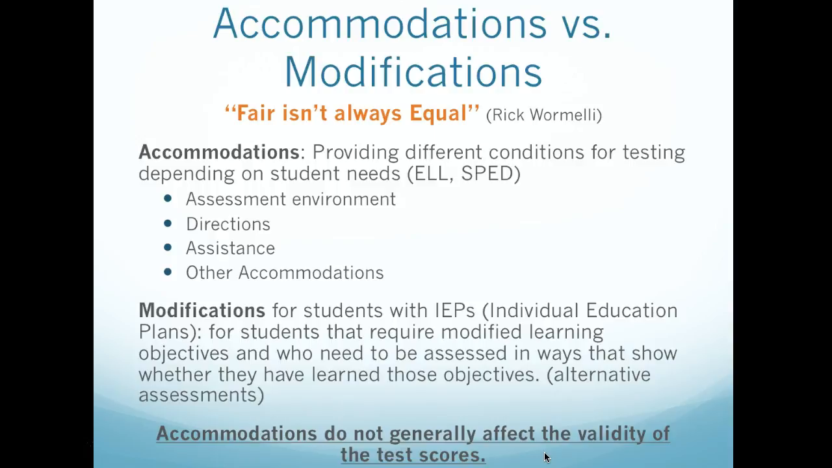Modifications for students with IEPs are for students that require modified learning objectives and who need to be assessed in a way that shows whether they have learned those objectives. Those alternate assessments are very, very different from the regular standardized assessment, and in most testing situations you won't see that, although you may have students in your room that you need to make modifications for when you design your own tests. Accommodations do not generally affect the validity of the test scores. Again, you have to look at what is being taught and how it is being assessed. It's always that relationship.